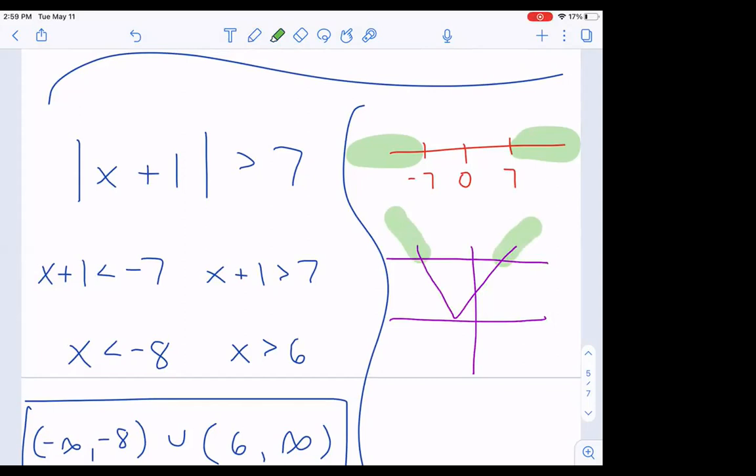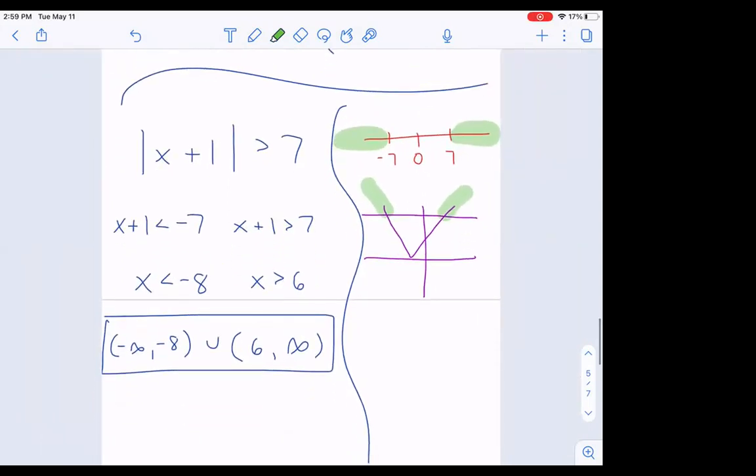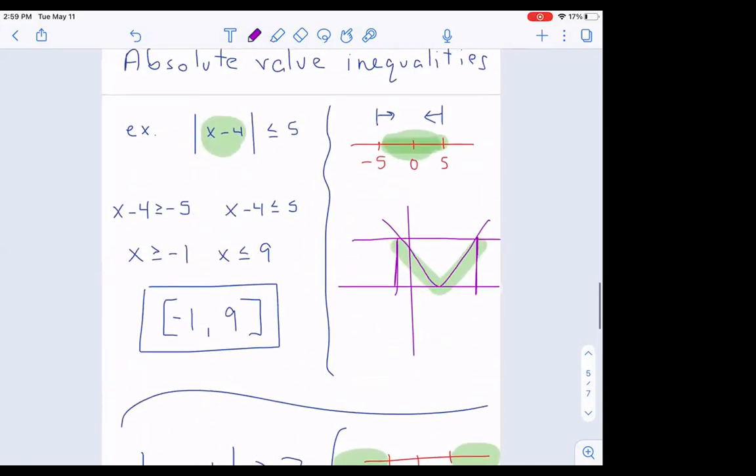When to use brackets and when to use parentheses? In this case, I used a parenthesis because I did not want to include the boundary point, because there was not an equal sign underneath. If there was an equal sign underneath, we would make it a bracket. For example, up here, there was an equal sign underneath, which means we want to include the boundary point. Great question, Scott.